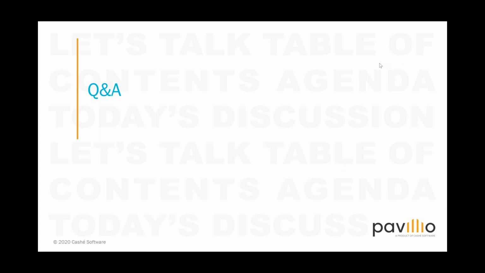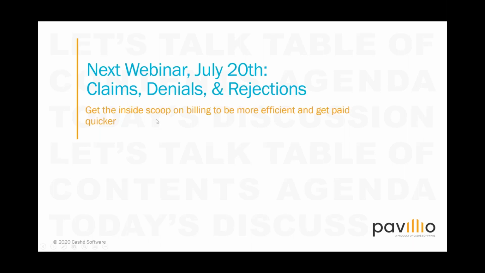I want to remind everybody that we have another webinar coming up on the 20th. That webinar is on claims and denials and rejections and how to bill more efficiently and get paid quicker. One of the things we strive to do is reduce the first-time denial rate of Medicaid claims. As of right now, the industry-wide average is 18%, and in Pavilio, the first-time denial rate is under 2%. So it's another way to help run your business and get cash coming in the door.